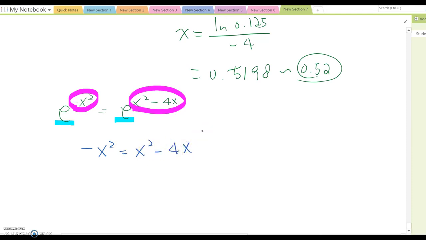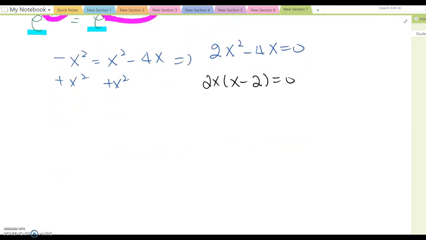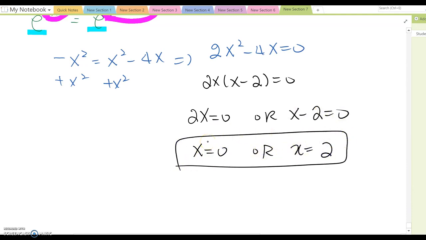So I'm going to gather everything to one side. So plus x squared, then 2x squared minus 4x equal to 0. And using factoring, then 2x times x minus 2 equal to 0. And solve for both cases. So 2x equal to 0 or x minus 2 equal to 0. So x equal to 0 or x equals 2. So that will be our answer for this problem.